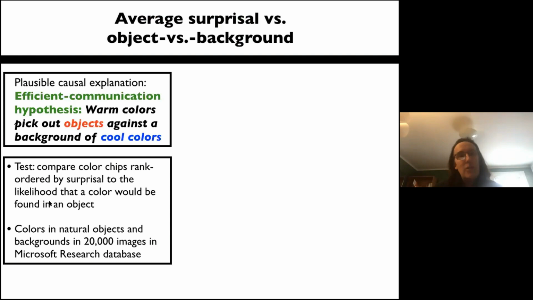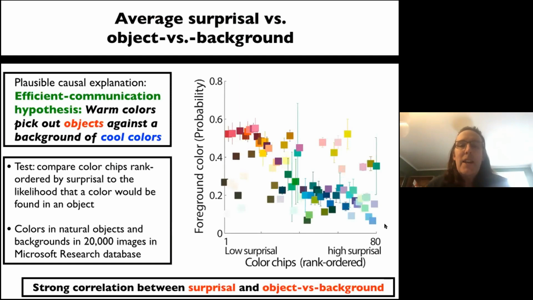And we can use that just to look at the colors in those things. So we can look at the probability of a particular color being in an object versus being in a background. Here's one language, they all look the same. Let's look down here on the bottom right. We see the cools, which are the ones with high surprisal, hard to convey, low probability of being in an object. They're very unlikely, like 0.1, 0.2.